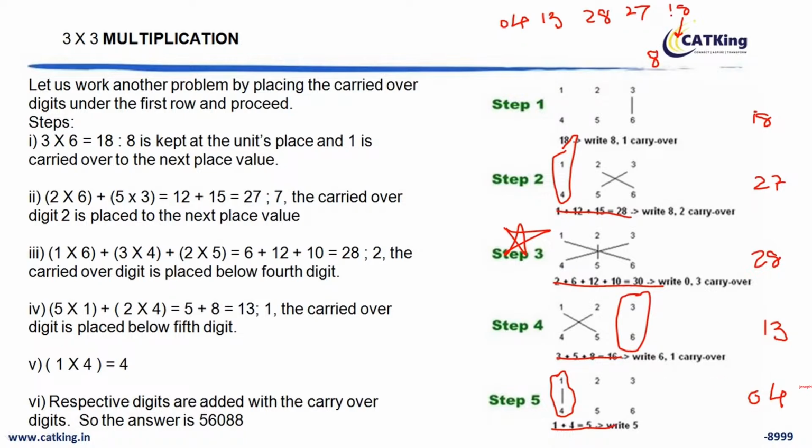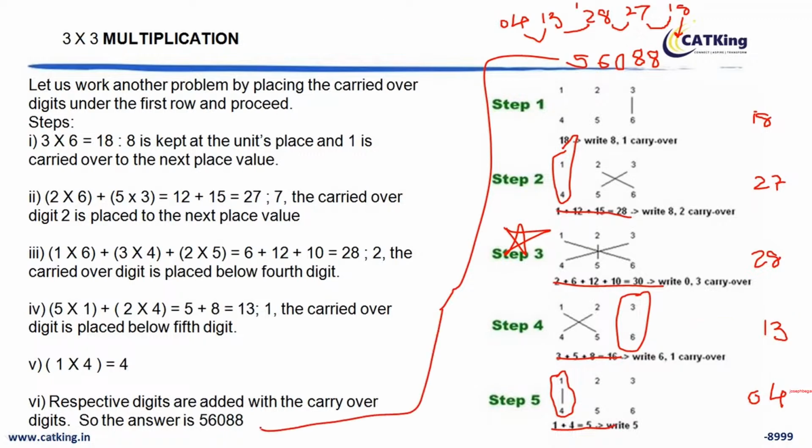Now we consecutively add these. So 1 plus 7 will give us 8. 2 plus 8 will give us 10, but we will not write 10, we will write 0, so we will take 1 as carryover. So 2 plus 1, 3, 3 plus 3 will give you 6. 1 plus 4 will give you 5. So that is 5, 6, 0, 8, 8, which is your final answer.